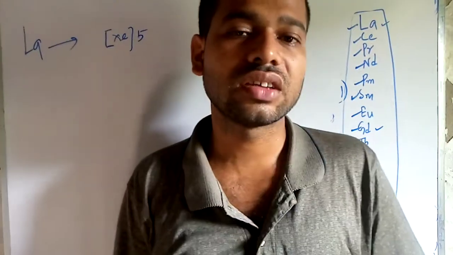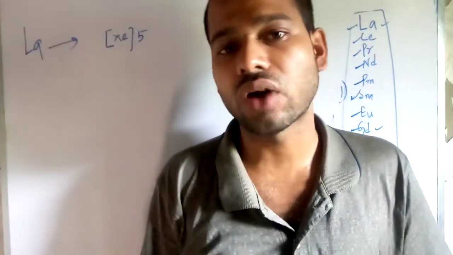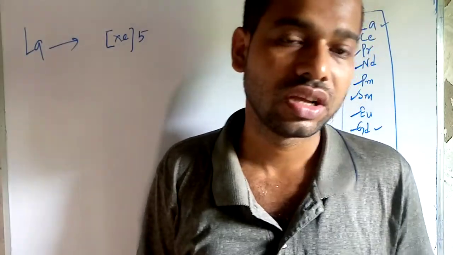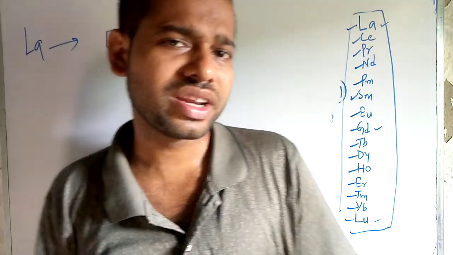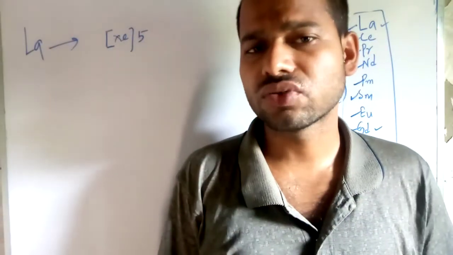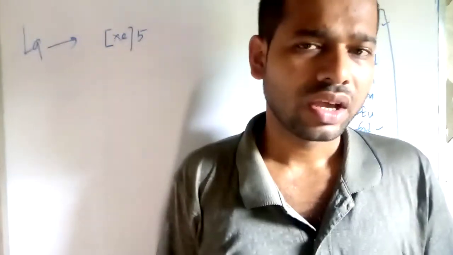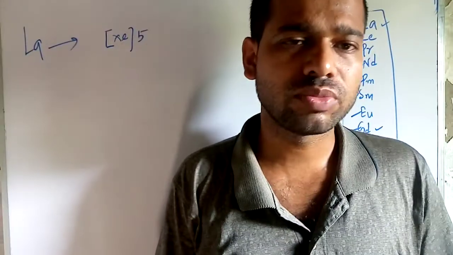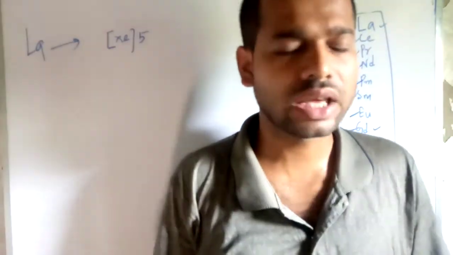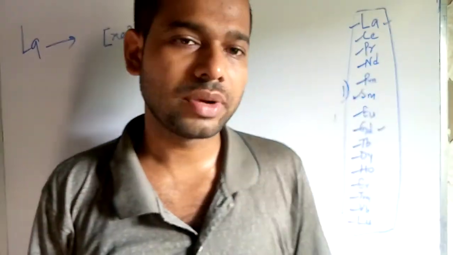Today I will discuss how you calculate the ground state of lanthanide elements. It is a very common question for NET and GATE. Every year this question is repeated: how to calculate the term symbol of, suppose, cerium 3 plus, or lanthanide 3 plus.